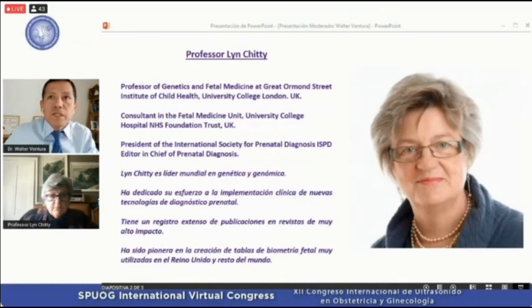Ella es responsable de la creación de las tablas de crecimiento fetal en todo el mundo, especialmente en el Reino Unido. Ha sido miembro del comité para el escaneo fetal. Es editora del Journal of Prenatal Diagnosis y ha sido elegida para el Comité Directivo de la Sociedad Internacional de Diagnóstico Prenatal. Es la primera del diagnóstico prenatal. Estamos muy contentos de tener a la profesora Chipi con nosotros.